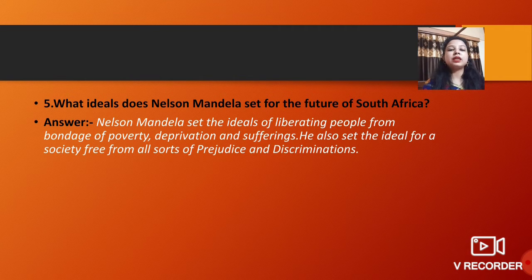Okay, so he always had his ideas and goals set for the future of South Africa. They were to liberate the people of South Africa from the bondage of poverty, deprivation and suffering, and also to free the society from any sort of prejudices or discrimination. So I hope you have understood question number 5.